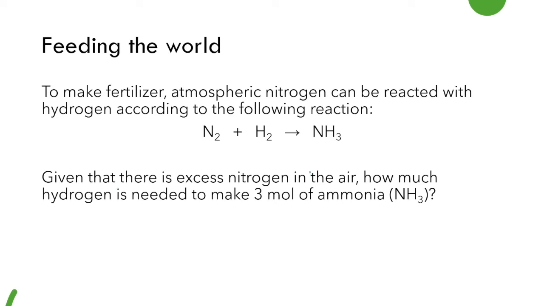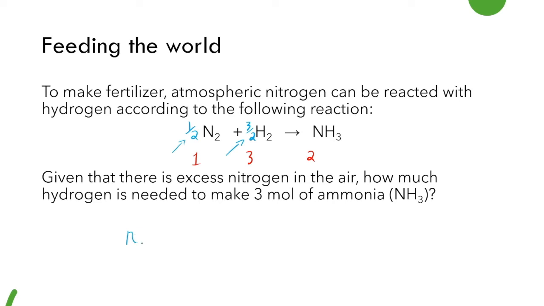Like in the last example, our first goal is going to be to balance this thing. You can balance this in a couple ways, and it doesn't really matter which direction you choose. I'm going to do this one, but you could alternatively have said 1 of nitrogen, 3 of hydrogen, and 2 of ammonia. The question doesn't ask for 1 mole in particular, so you can do whichever one you're more comfortable with here.